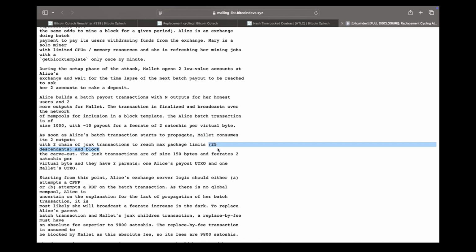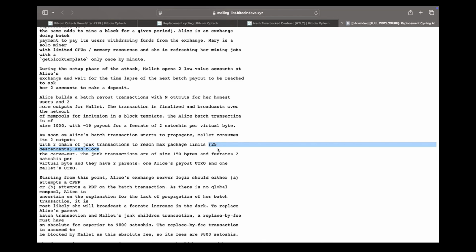That's the limit. I believe that's a policy limit for Bitcoin Core and its forks, right? So you can have 25 unconfirmed transactions at the same time, meaning the parent is unconfirmed, the child, the grandchild, the great grandchild. So you can have 25 descendants that are unconfirmed. What does Mallet do here? Mallet has two outputs, right? So Alice has issued a batch payment which has 10 outputs, 8 of which are for honest users and 2 are for Mallet, right? What will Mallet do? Now these two outputs that are for Mallet are unconfirmed.